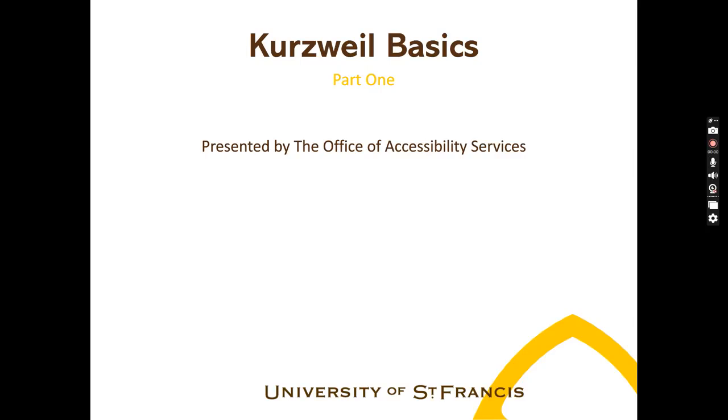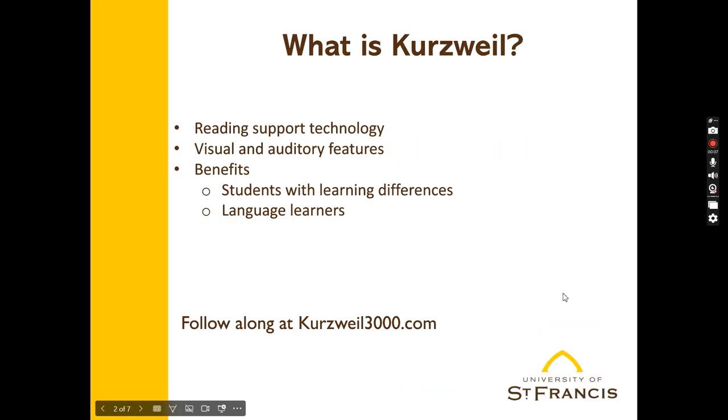I'm excited to talk to you today about Kurzweil 3000, which is an assistive technology and text-to-speech software, which can be extremely beneficial for our students. Kurzweil was designed to support reading comprehension by integrating visual and auditory elements. And this is especially useful for students who maybe are neurodiverse, they have ADHD, maybe they have a specific learning disability like dyslexia, maybe they're acquiring a new language or acquiring English as an additional language.